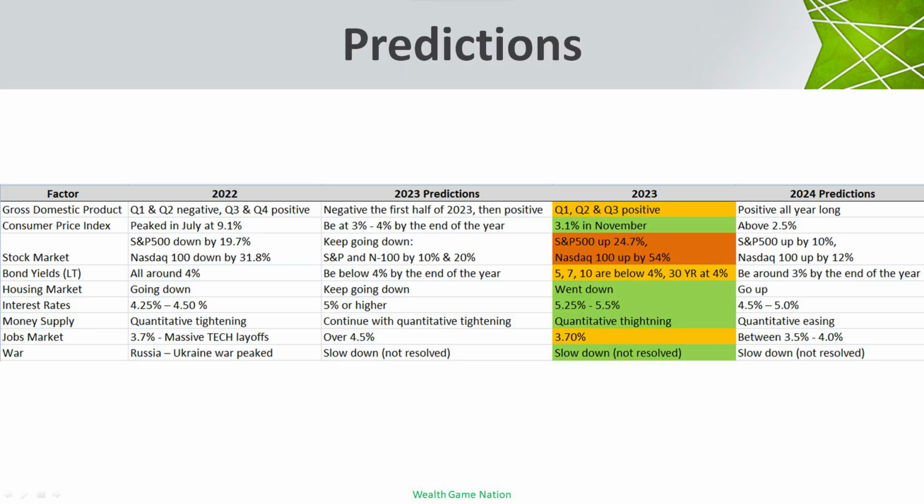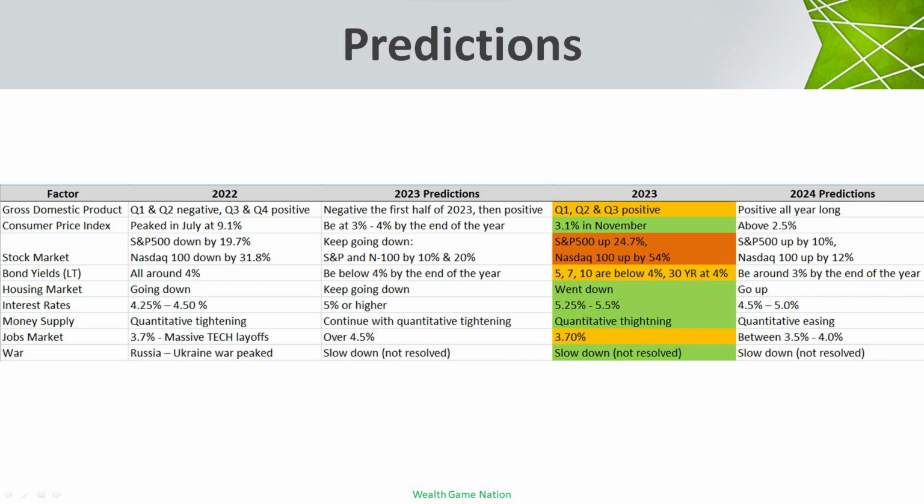Last thing that I made my prediction on was the war between Ukraine and Russia. And I predicted that it will have slowed down but not resolved. And that was actually the case. As you can see by the rainbow colors, I am as precise as an ape throwing darts at a wall. Since I did an outstanding job for predicting 2023, I am also gonna predict the 2024.